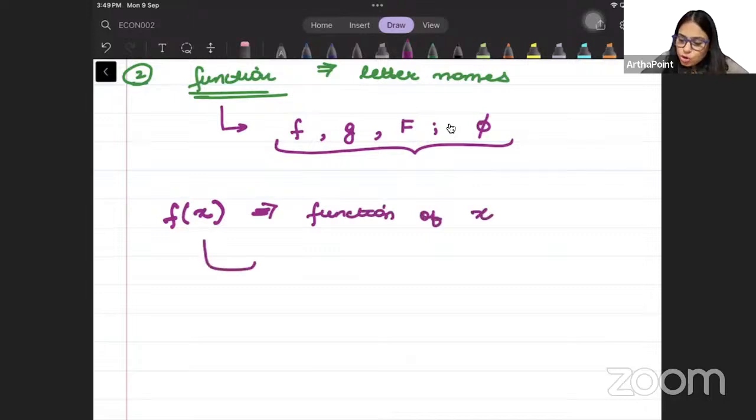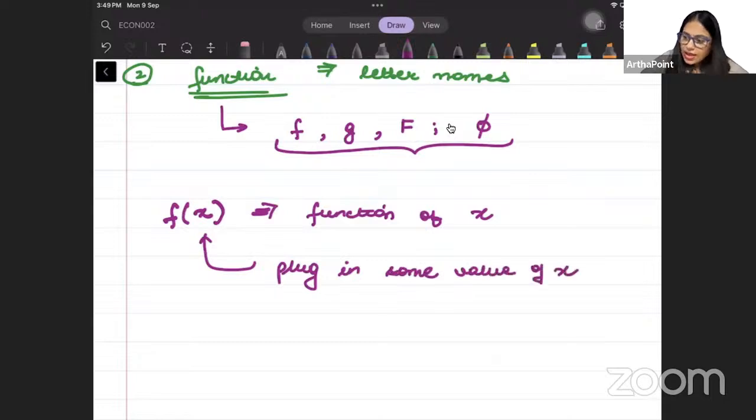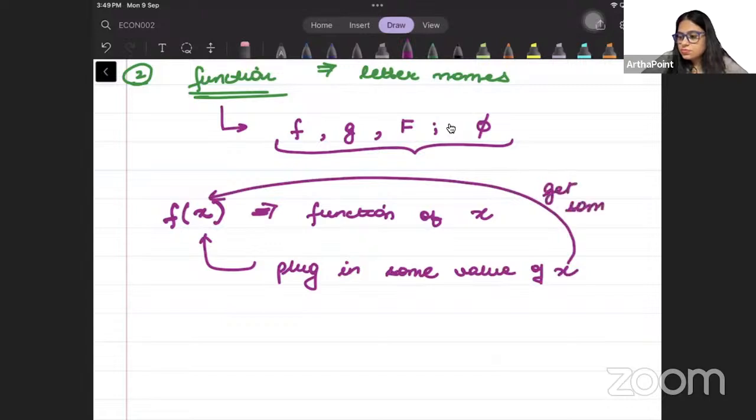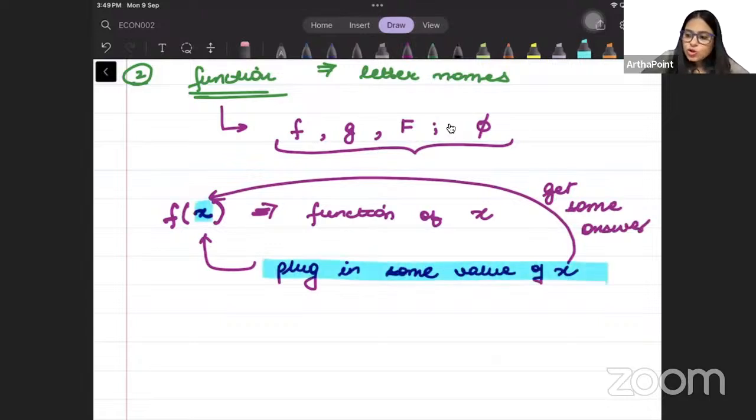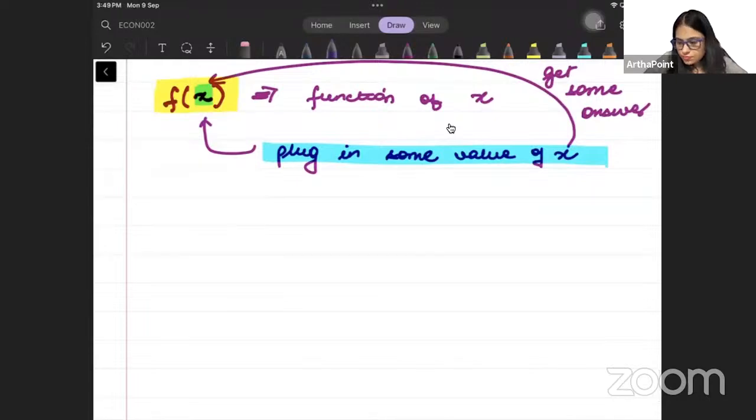That means मैं कुछ value, you plug in some value of x and you get some answer. आप x का कुछ value डालो, you plug some value of x and you will go ahead and you will get some answer in return. आपको answer मिलेगा कुछ return में. For example, f(x) is equal to x plus 5.